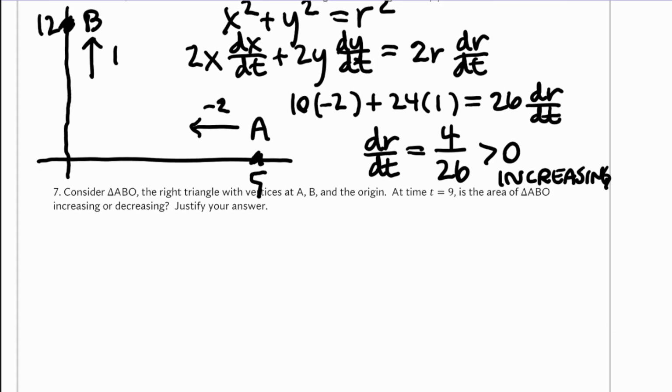Right. Now we're going to consider triangle ABO, the right triangle with vertices at the origin, object A and object B. Okay, that's the triangle. I'll even highlight it to make it look like a triangle. And it's the same time. Is the area of the triangle increasing or decreasing?